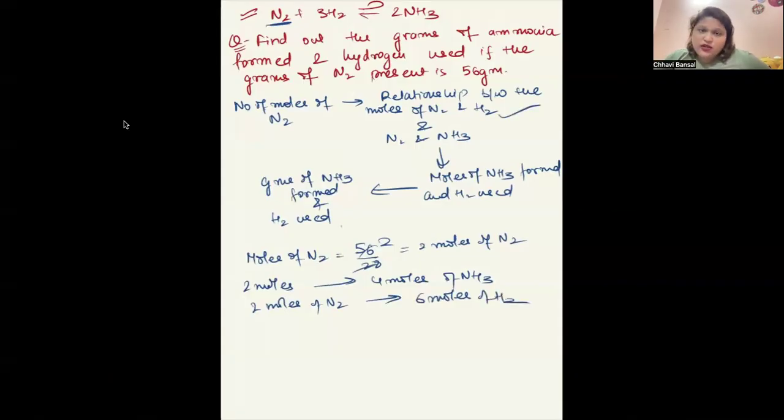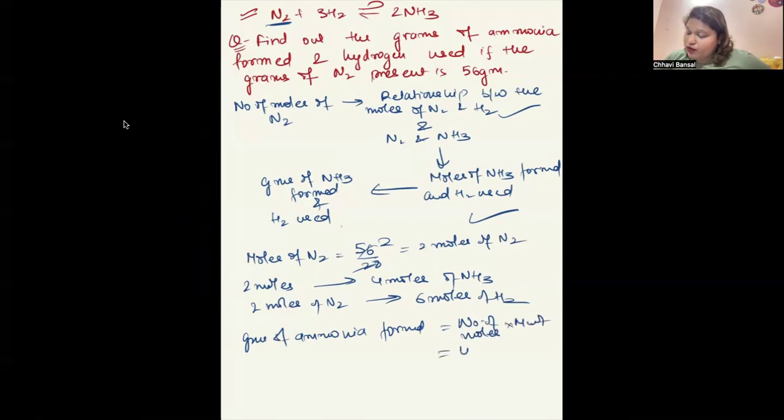This step is also done. Next, this step is also done. Next, we know the moles. We can easily find out the grams. So the grams of ammonia formed equals number of moles multiplied by molecular weight, which is equal to 4 multiplied by ammonia's 17. So it is 68 grams.